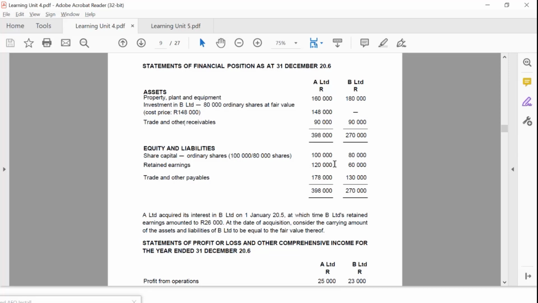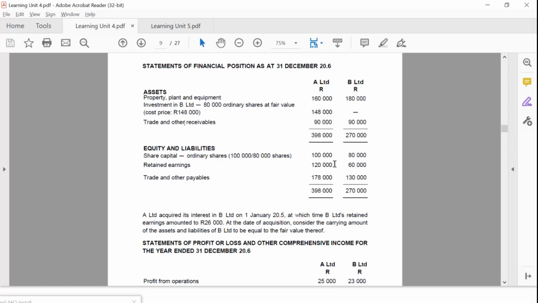So the parent also went to acquire an investment. So debit investment, credit bank. That is what they would have passed in their own individual books. Because it had a transaction with a subsidiary, the subsidiary would also have passed an entry in their own financial statement to say debit bank, because they received the money from the parent company of 148,000.